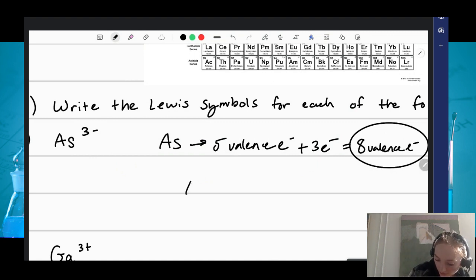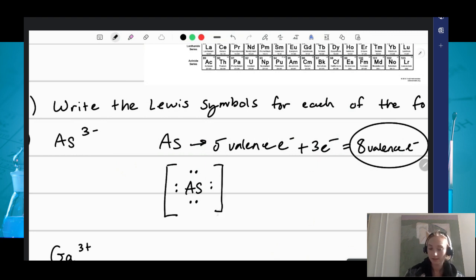So for a Lewis structure, you start out with the atom in the center. And so since we have 8 valence electrons here, we can start by putting these dots here. And so since this has 8, we can put 2 on each of the 4 sides because it is complete. And since it is an ion, this is the proper way of writing this out, putting the charge outside of the brackets. And so that is how we write the Lewis structure for arsenic 3 minus.